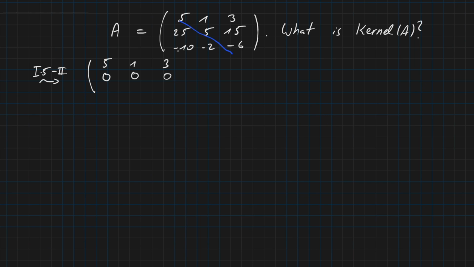Okay, so we need to get a 0 here as well. How can we get it? We need to multiply the first row by 2 and then add it to the third row. And then we get a 0 here because 5 times 2 is 10 plus minus 10 is 0. And then we have 1 times 2 plus minus 2, this is 0. And we have 3 times 2 plus minus 6, this is 0 as well.